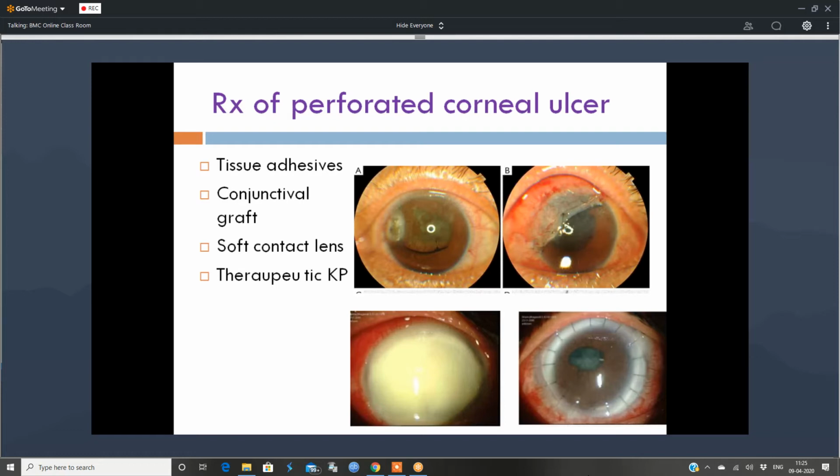It depends on the site and the size of the perforation. Suppose the perforation is very small, as you see on the left top corner, then you can just use a tissue adhesive like cyanoacrylate glue. Apply a little glue and apply a bandage contact lens over it. You continue your ulcer treatment. Slowly the epithelialization starts taking place under the glue, and a scar tissue is formed, and the patient will land up in a small leukoma.